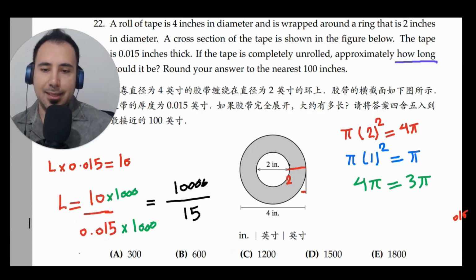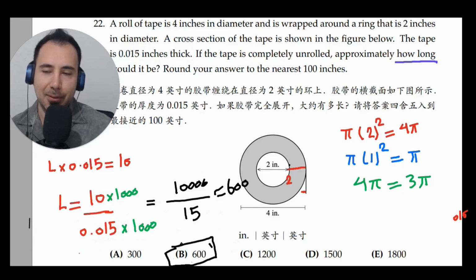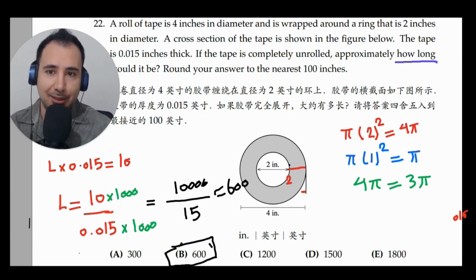So what is 10,000 divided by 15 approximately? The closest value to it will be 600. So the answer to the problem is 600. This one, I would say it's mostly about problem solving and how you could really understand what's going on. The rest, finding the area and doing this division, is not really that difficult.